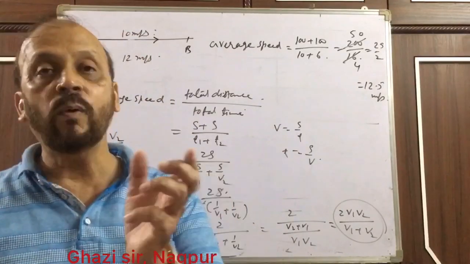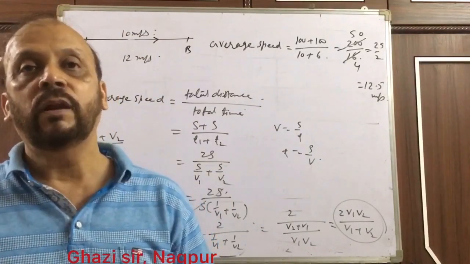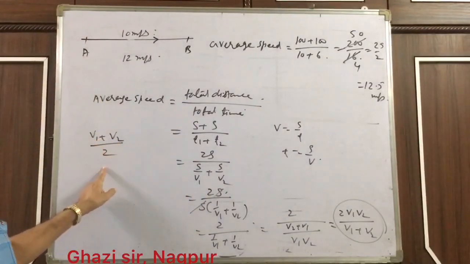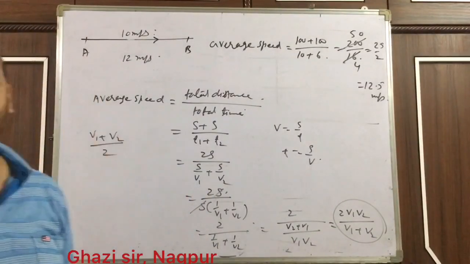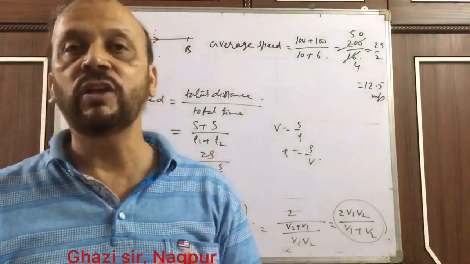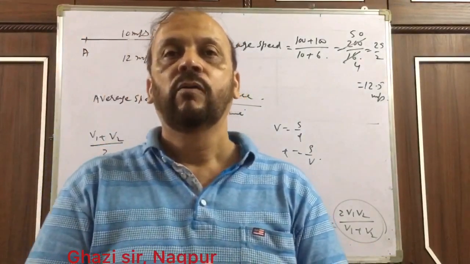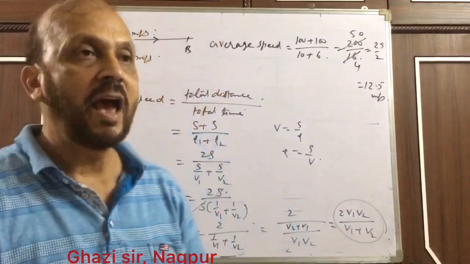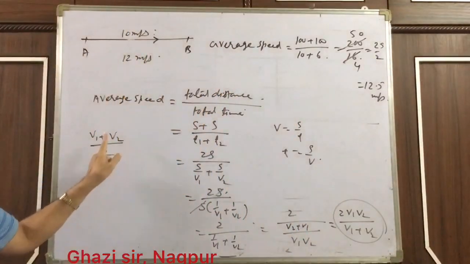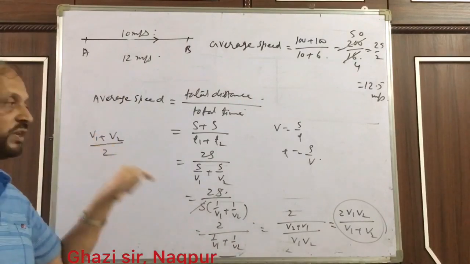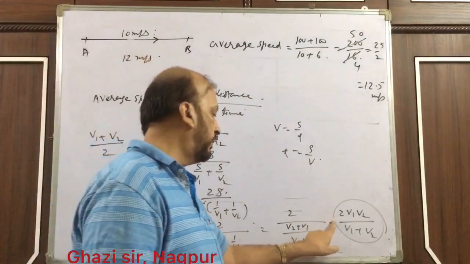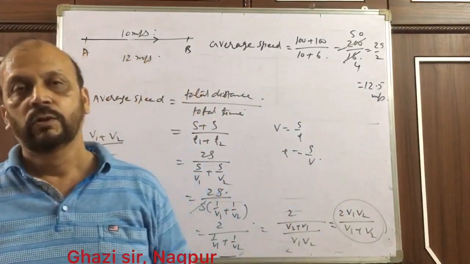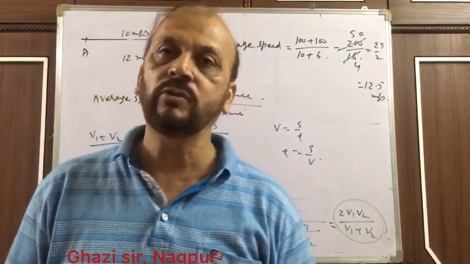If distance is not equal but time is equal, then the equal time formula will apply, V1 plus V2 upon 2. Both speeds are given and it says they are traveling in the same time with two different speeds over different distances, then average speed would be V1 plus V2 upon 2. But if distances are equal, then the formula would be 2V1 V2 upon V1 plus V2. So that's all. Thank you very much. See you next time.